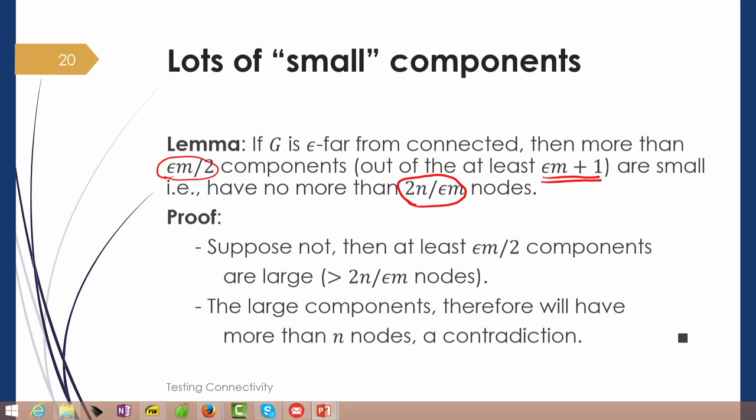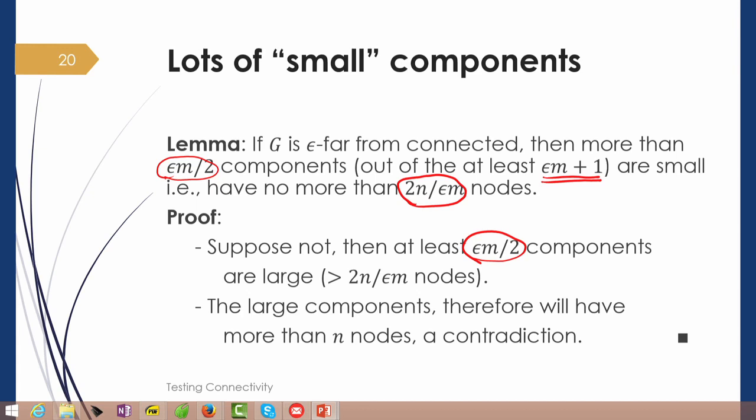Let's go into the proof now. Again, we use proof by contradiction. Suppose not. That means there are at least epsilon m by 2 components that are large. Now, if there are fewer than epsilon m by 2 small components, then there must be at least epsilon m by 2 large components, and these are components with strictly more than 2n over epsilon m nodes.